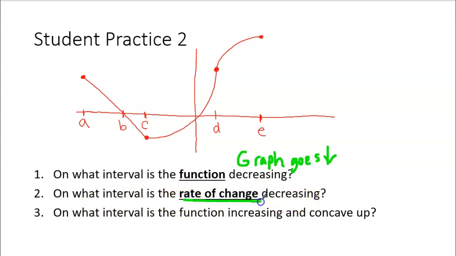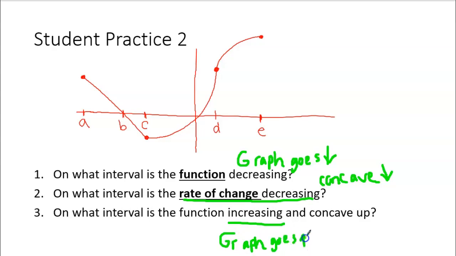On what interval is the rate of change decreasing? Now, if you have a rate of change that's decreasing, I want to remind you that means that your graph is going to be concave down. So it means the same thing as concave down. So on what interval is the graph concave down? That's the same thing as saying the rate of change is decreasing. And then finally, on which interval is the function increasing? So in other words, the graph is going up, but it's also concave up. So I'm going to let you guys see if you can identify these intervals correctly. Go ahead and pause the video here.